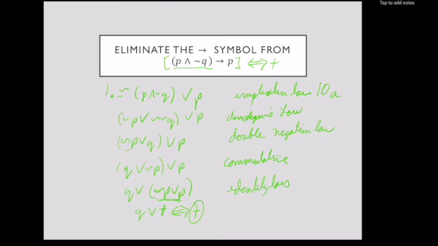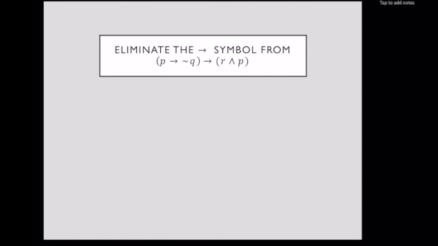All right, next example. I have P implies not Q implies R and P. So a few things going on in this example. One, I want you to notice that for the first time we have three variables. And two, we've got two implication symbols. So we're going to have to get rid of both of them. So let's start out by getting rid of our middle implication. So I've got not P implies not Q or R and P. That's not P or Q. This is our implication law.